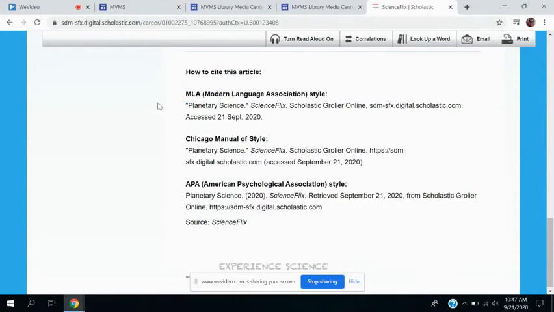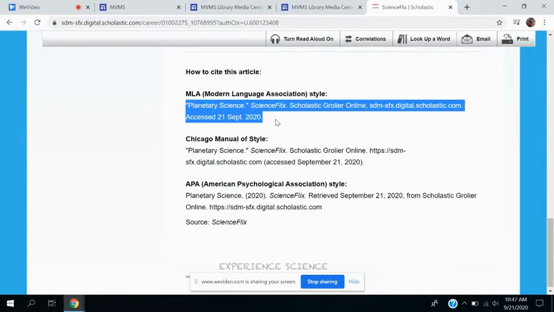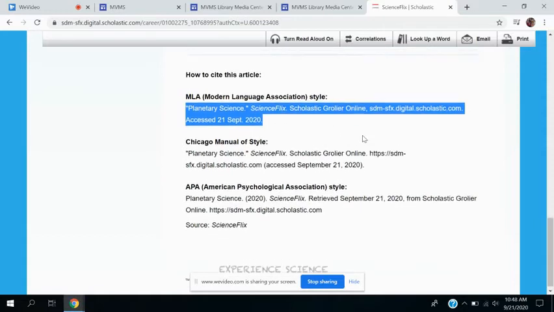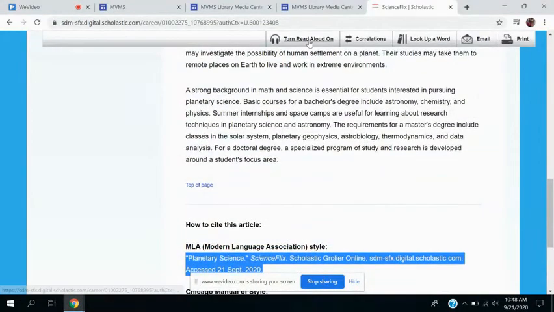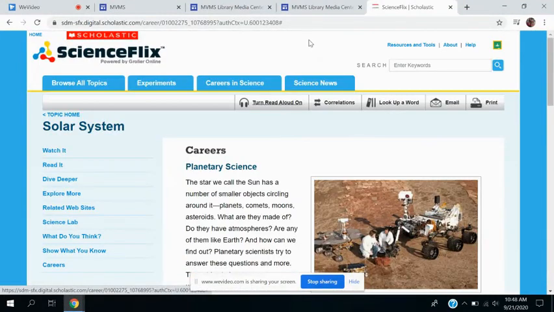And finally, the citations. Citations are provided at the bottom of every resource, or every article rather. And what is really great about that is you don't have to think about it. You have the opportunity to just highlight it, copy and paste it. We use MLA here at Merrimack Valley. And so you would use that citation to show where you got your information. You can have the article read aloud.